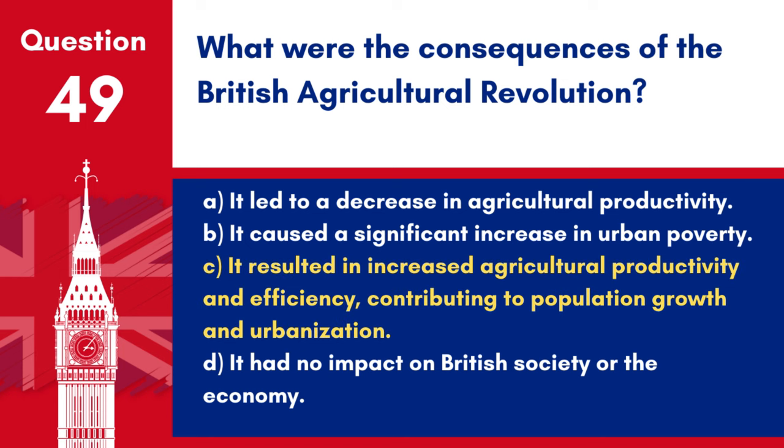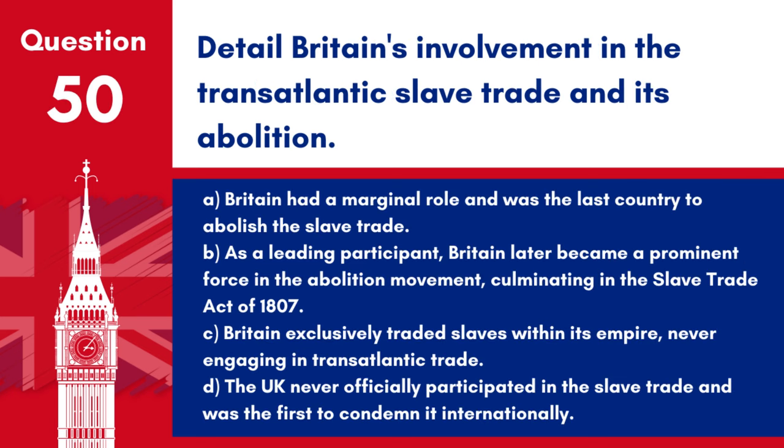Answer C. It resulted in increased agricultural productivity and efficiency, contributing to population growth and urbanization. The British Agricultural Revolution introduced new farming techniques and machinery, leading to significant changes in land use, productivity, and societal structure. Question 50. Detail Britain's involvement in the transatlantic slave trade and its abolition.